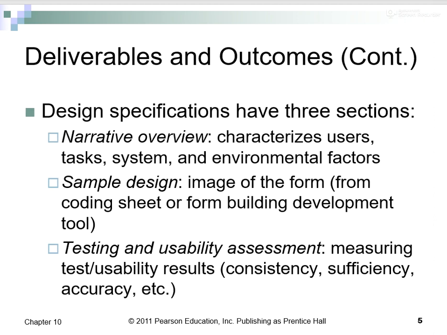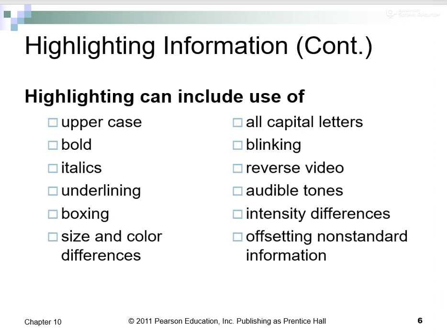Now, what are the design specifications for a form? There are 3 sections here. Narrative overview, which is where the customer says what he needs. Sample design, where we do prototyping. Testing is a usability assessment. We test the prototype with the customer, take his feedback and refine it and go on with the final design at the end.